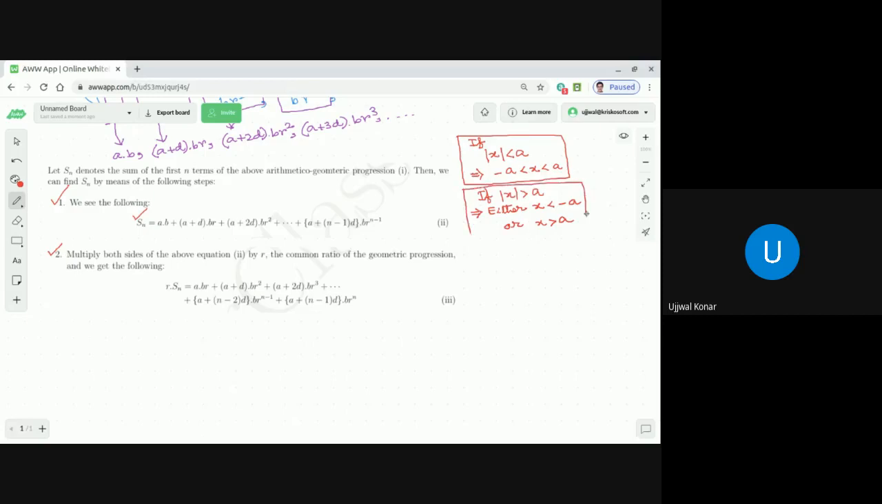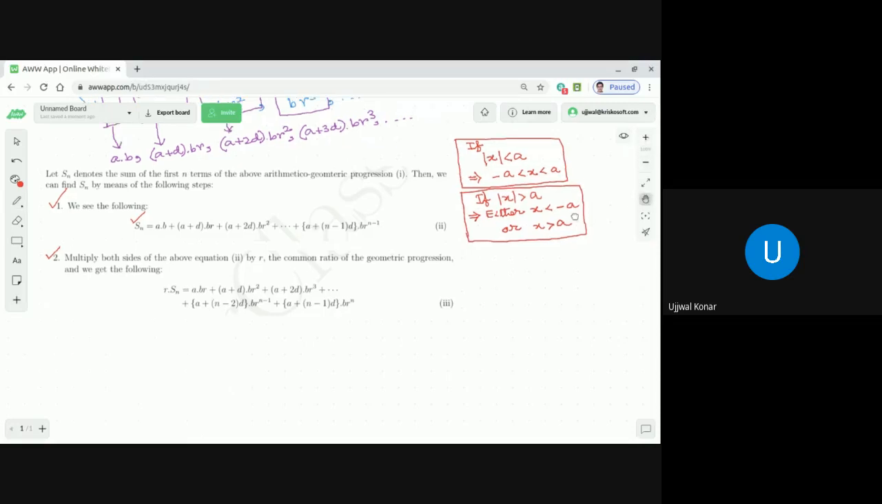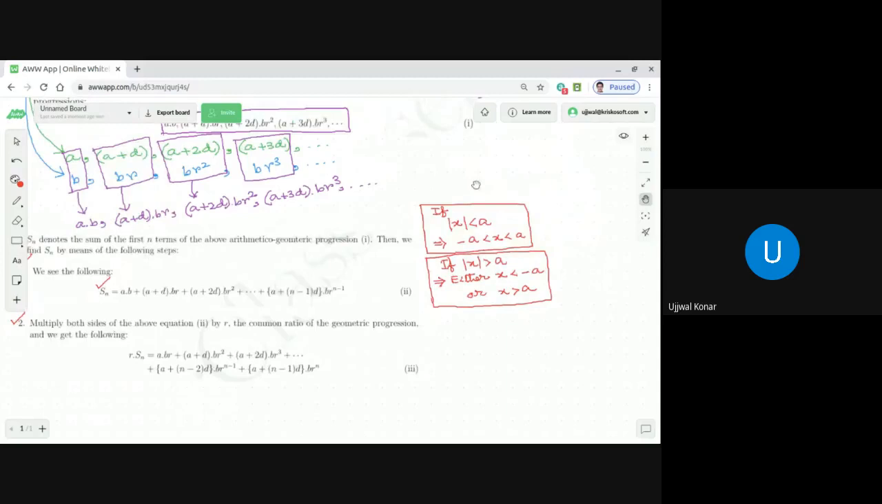Mod always returns a positive value. And if you are not able to recall the definition of mod, I can write that as well. I wrote it earlier also. Mod of x is equal to x if x is greater than 0, equal to 0 if x is equal to 0, and equal to minus x if x is less than 0. Correct or not, dear students? Clear?